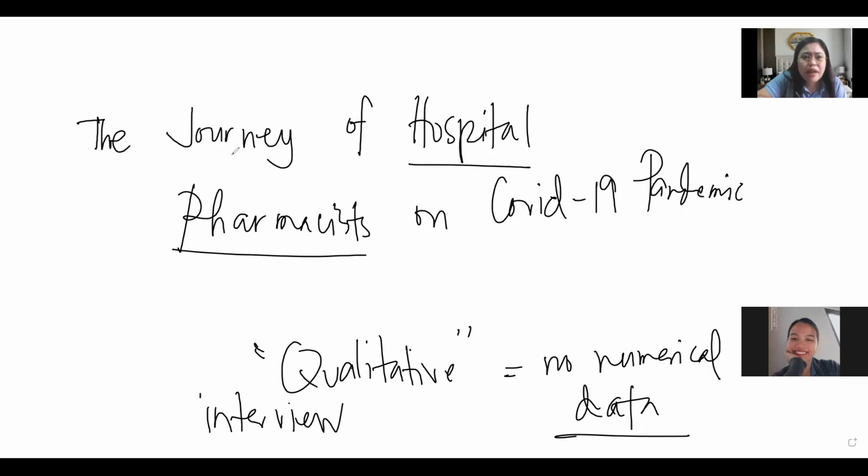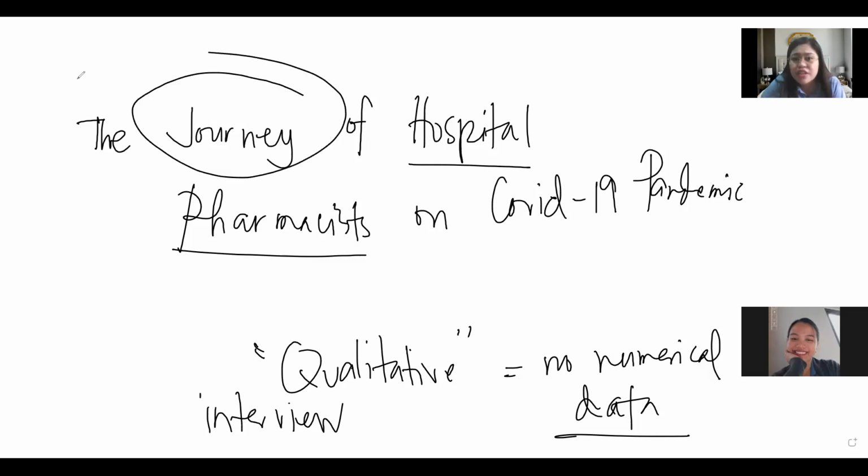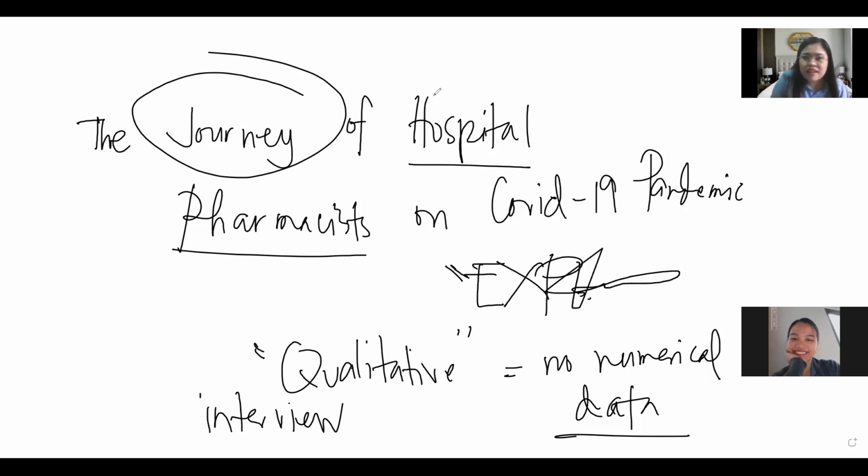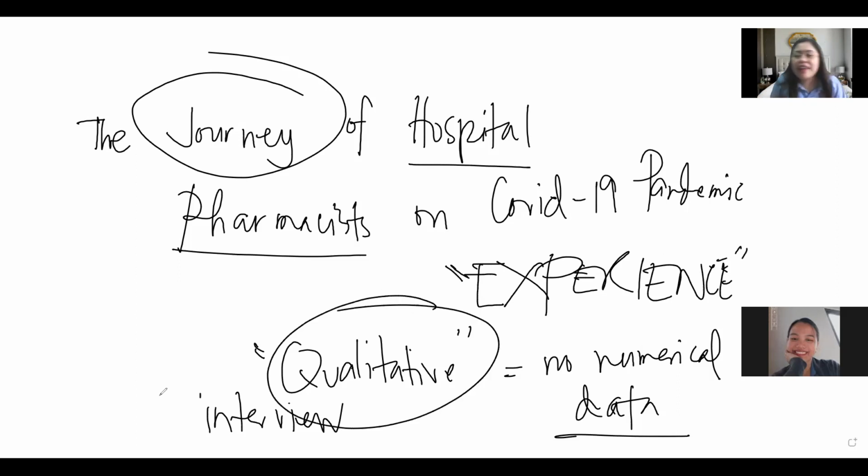And then they can play with words. That is why they use journey. Actually, ang ilahang ginapangutan na gyud ani kay experience. Experience class sa mga hospital pharmacist during the COVID-19 pandemic. Wait lang. Pero dili na ninyo makita sa ilahang title. So muna akong ginaingon nga when you opt to do a qualitative research, you can play with words.